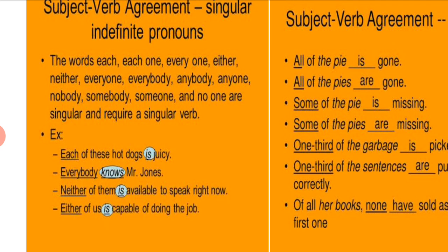So that's why you use a singular noun. Everybody knows Mr. John. Okay. Everybody know Mr. Jones. Wrong. It has to be everybody knows Mr. Jones. Similarly, neither of them is available. Either of us is capable.